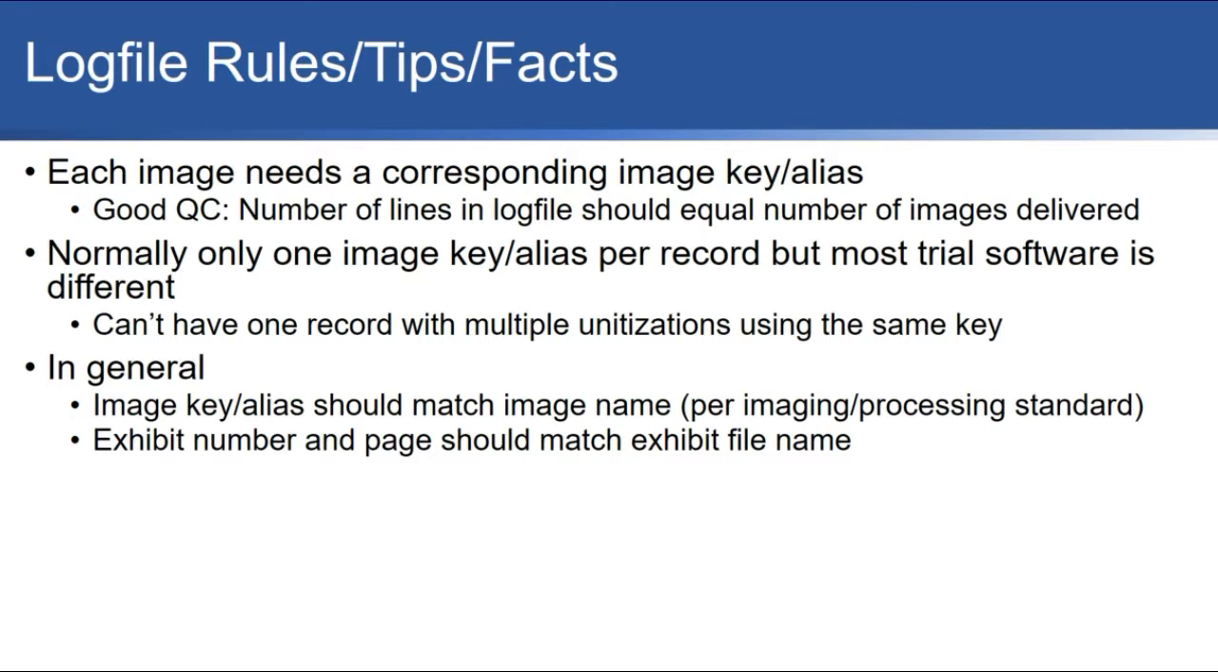Log file rules, tips, and facts. Each image needs a corresponding image key alias. So good QC is you count the number of lines in the log file and you do a count on the number of images delivered, and those should be equal. It's normally one image key or alias per record, but most trial software will give you some options for multiple references. But typically we only go with one. And in general, image key and alias should match the image name, just like the exhibit name should match the exhibit image file name.